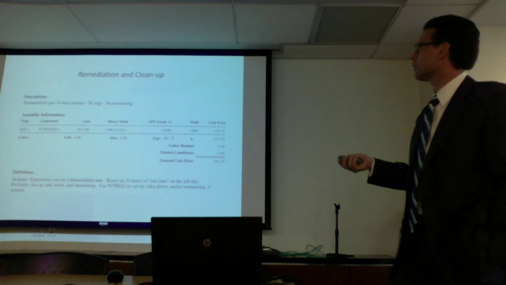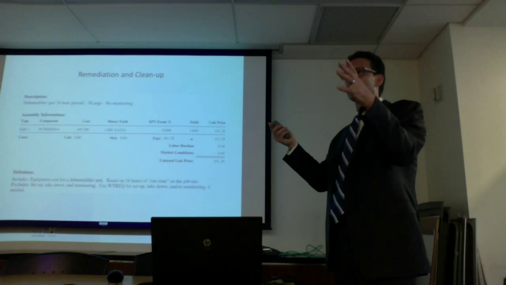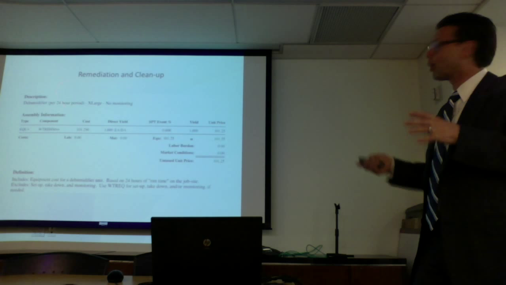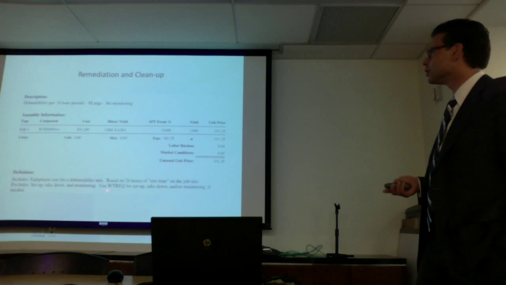Remediation and cleanup. Dehumidifiers, fans, air movers, they're all in there. If you open up the report, it has the actual line items for dehumidifiers. This is Xactimate, they wrote this, it's in their program. It says: includes equipment costs for dehumidifier unit based on 24 hours of runtime on the job site, excludes setup, takedown, and monitoring. They tell you use WTREQ for setup, equipment, takedown, monitoring if needed.